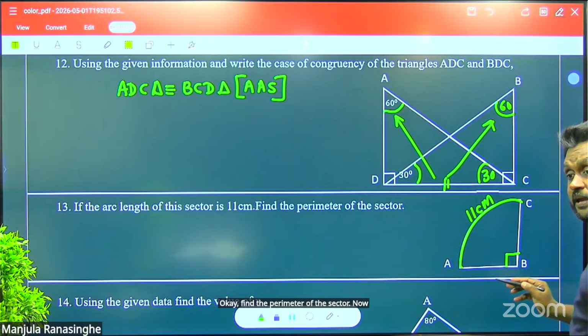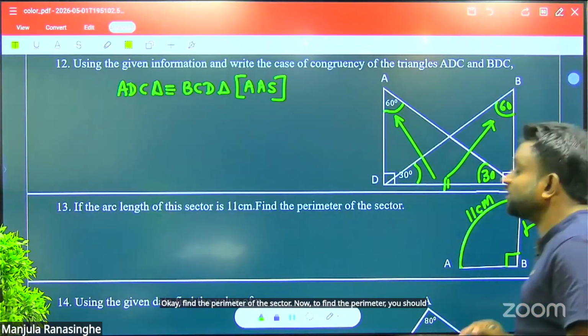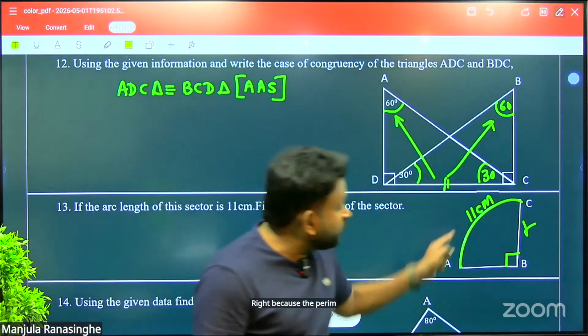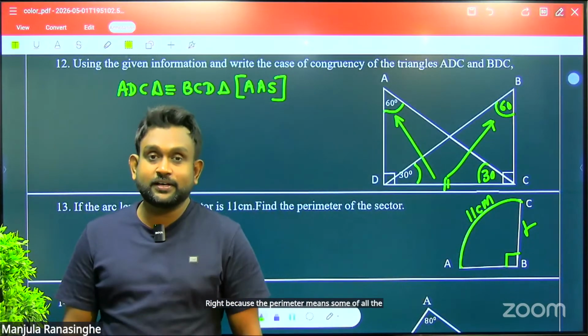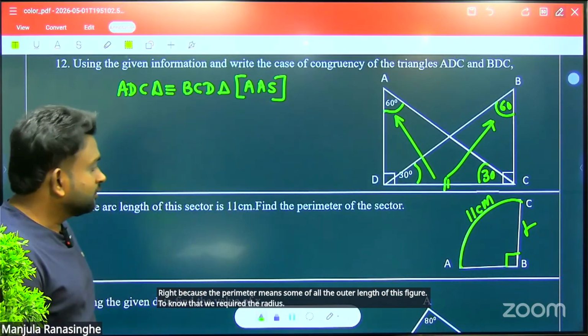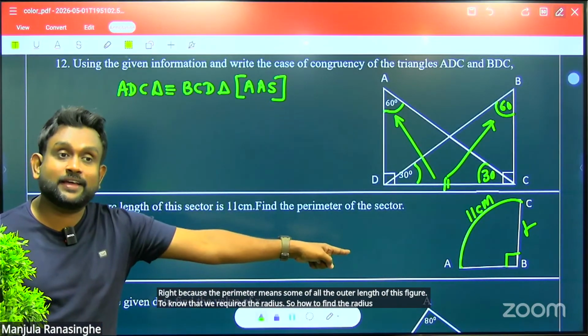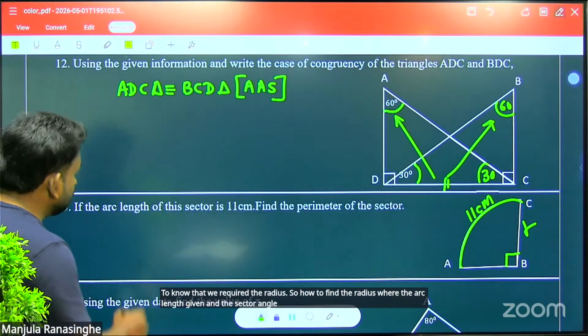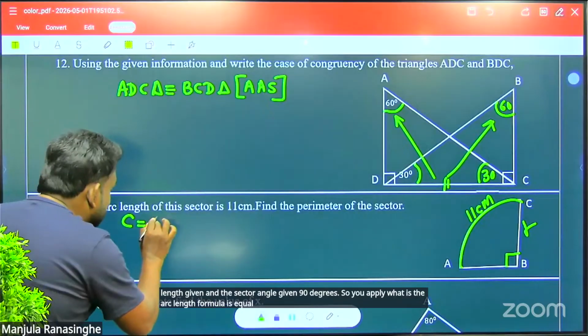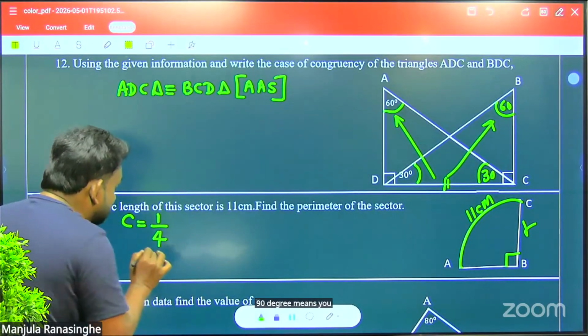Now to find the perimeter, you should find out this radius, right? Because the perimeter means the sum of all the outer lengths of this figure. To know that, we require the radius. So how to find the radius? The arc length is given and the sector angle is given, 90 degrees. So you apply the arc length formula. 90 degrees means you write 1 over 4.